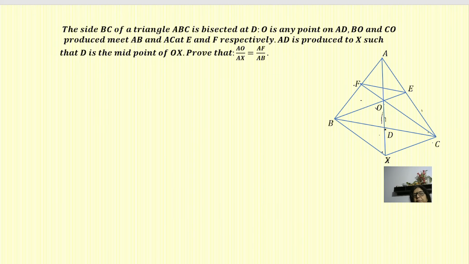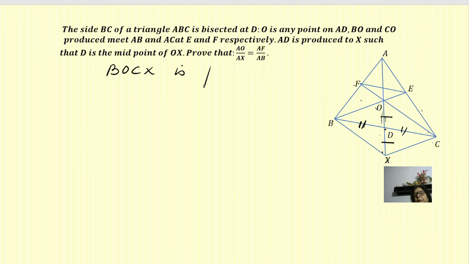midpoint of OX. Now, if you look at the figure BOCX, you find that this is a quadrilateral BOCX. But here we are given D is the midpoint of BC, so BD is equal to DC, and D is the midpoint of OX, so OD is equal to DX. That means BOCX becomes a parallelogram, because it is the property of a quadrilateral that if the diagonals bisect each other, then it is a parallelogram. So here we can see that the diagonals are bisecting each other, each of them dividing the other diagonal equally. So we can say that BOCX is a parallelogram.